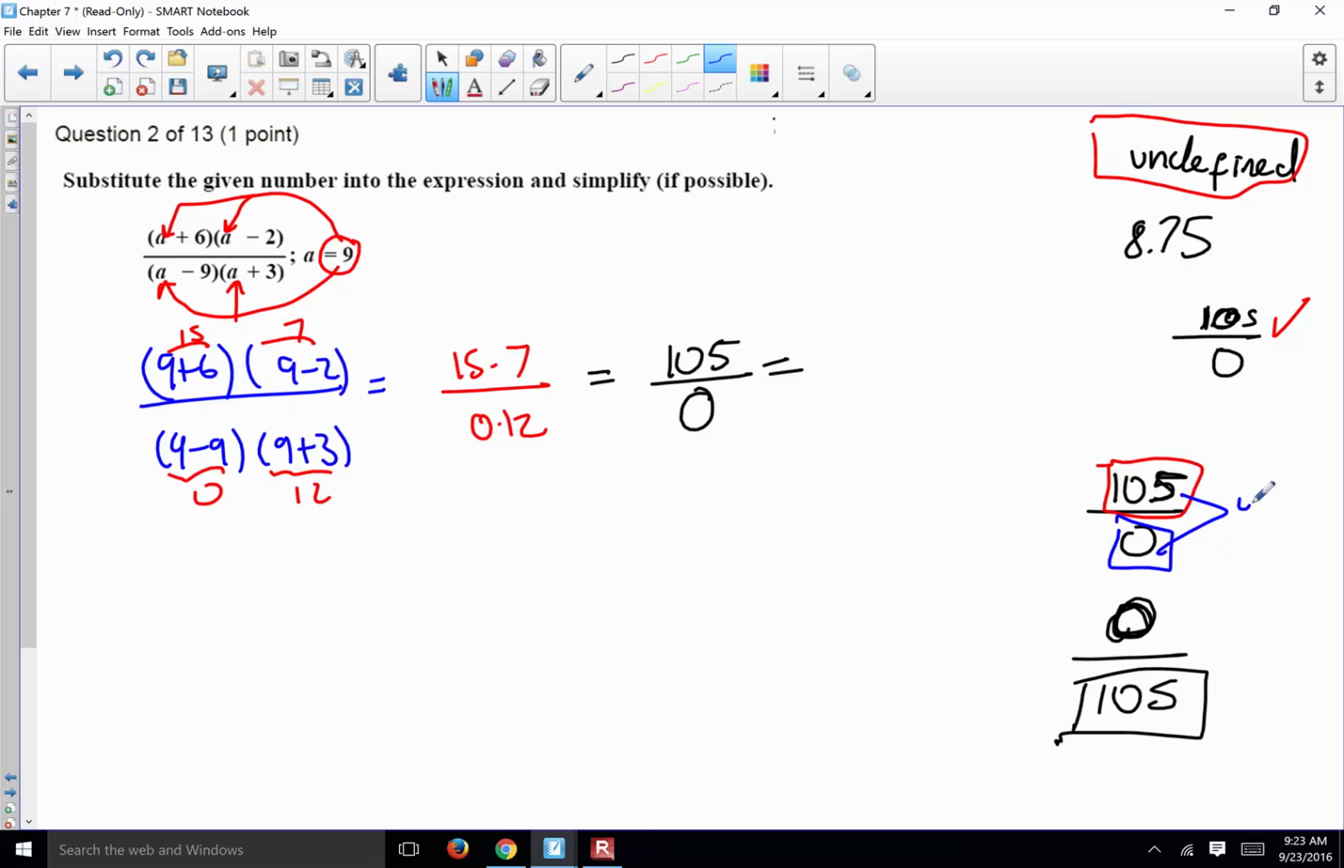This is undefined, but this is 0. Okay, so when you hesitate, just make sure you have your own story to remember which case was what. This is undefined. 0 on the top, number on the bottom is defined. This is fine, this is 0. So here the answer is undefined because it really doesn't make sense.